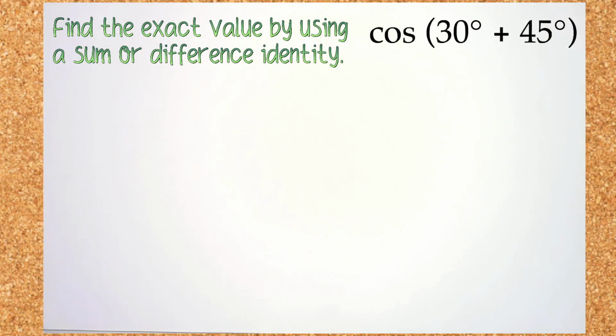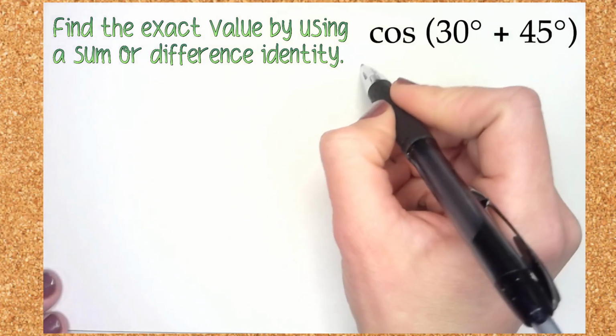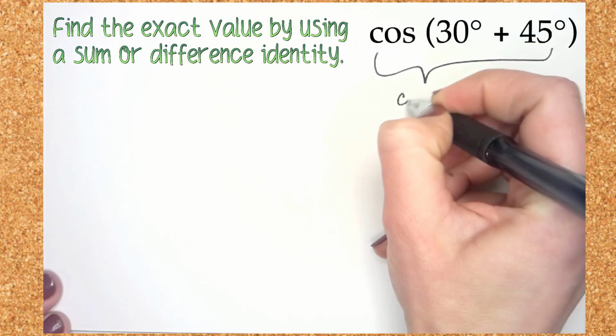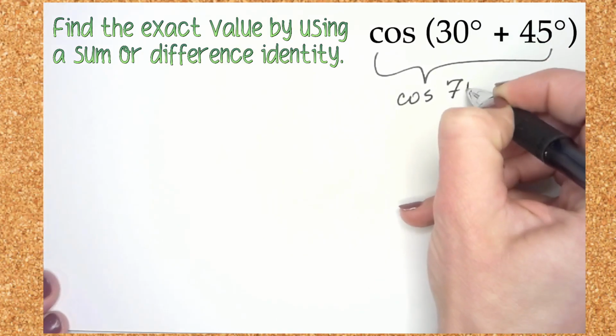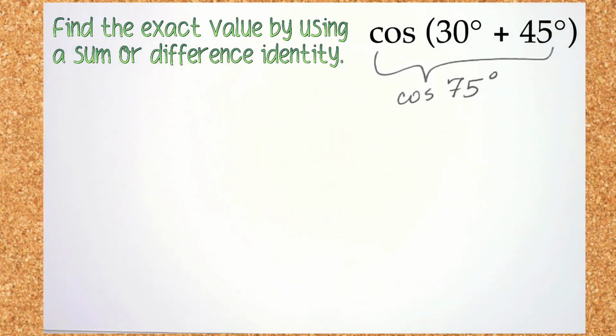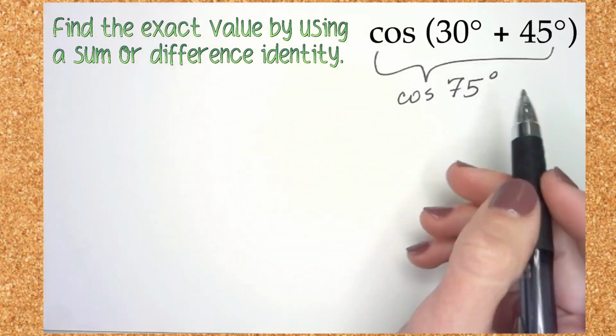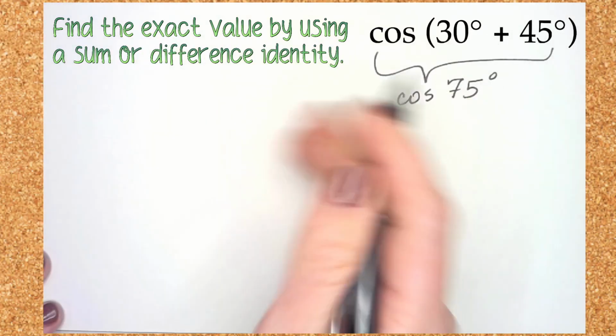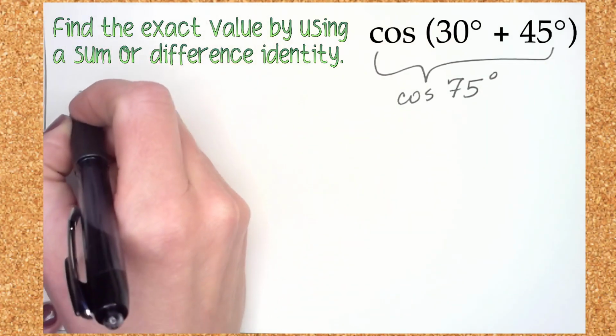Hey everybody, in this example we are going to tackle the cosine of 30 degrees plus 45 degrees. Now the next time you see something like this, it may very well be presented as, say, the cosine of 75 degrees, and it's up to you to figure out what is the most appropriate set of angles to use to figure this out, since 75 degrees is not on the unit circle. So this is exactly how you would go about doing it.